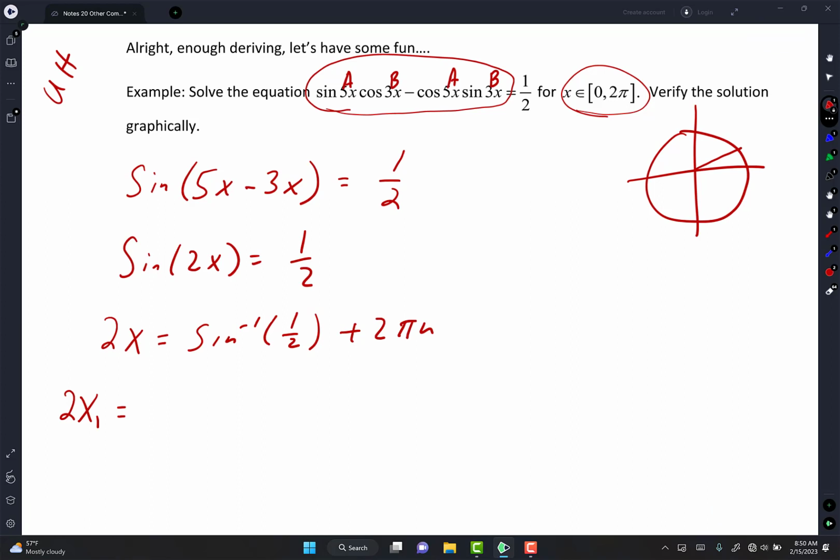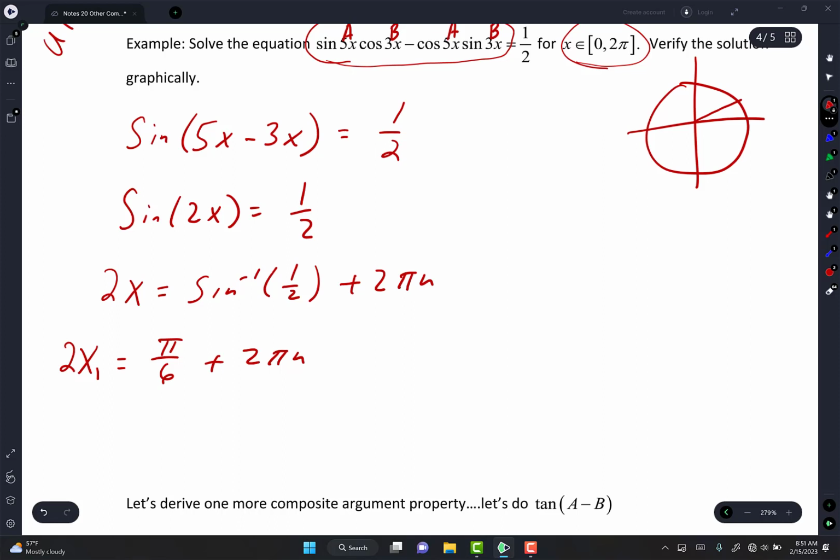Not pi over 4. You guys don't remember? I heard some pi over 6, so here it is. Pi over 6 plus 2 pi n. And then I'm going to have to divide by 2, right? Divide by 2, divide by 2, divide by 2. So you're going to get x1 equals pi over 12 plus pi n.